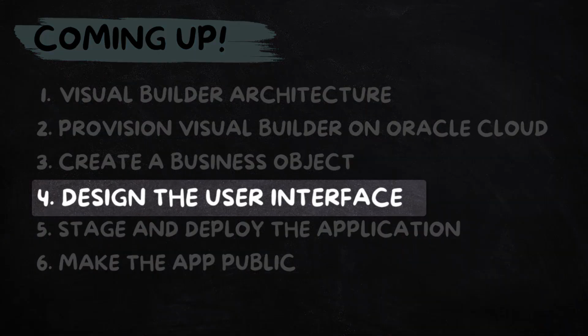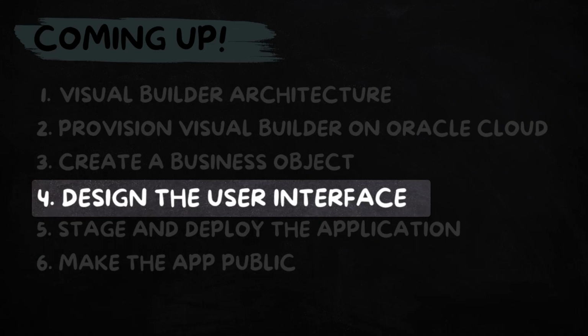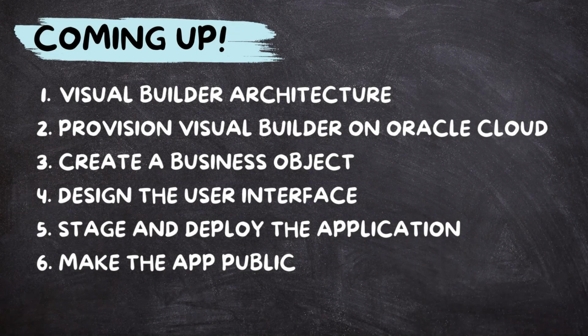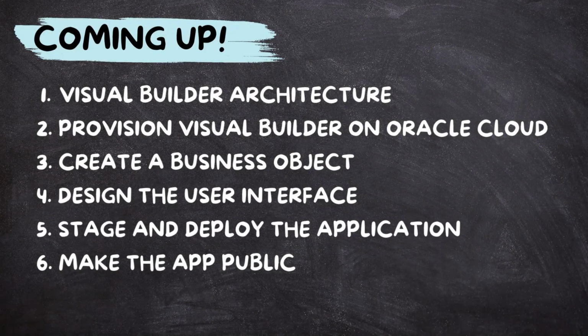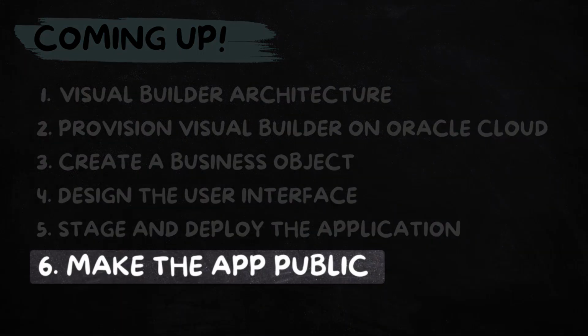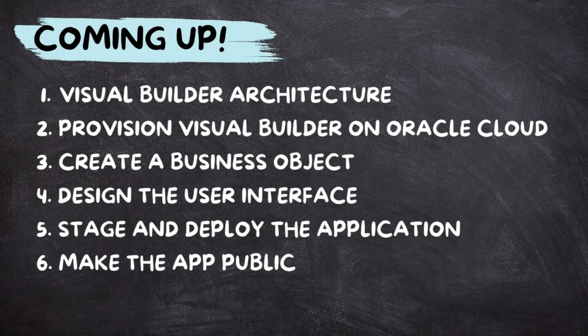Then we will design the user interface of our web application using Visual Builder's Page Designer. Once we complete our development work, we will stage and deploy our application into production environment. Finally, I will show you how to make our web app available to public and accessible on internet. Now you know what's coming. Let's first understand the architecture of Visual Builder.